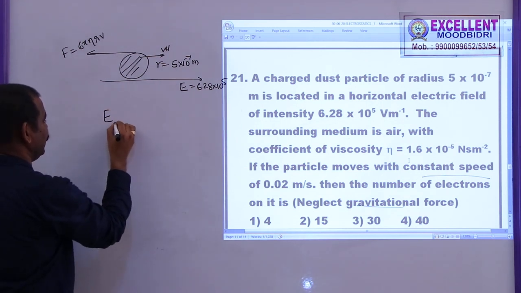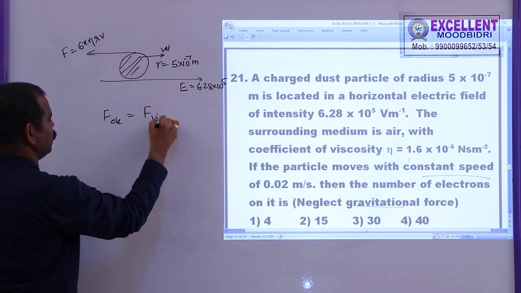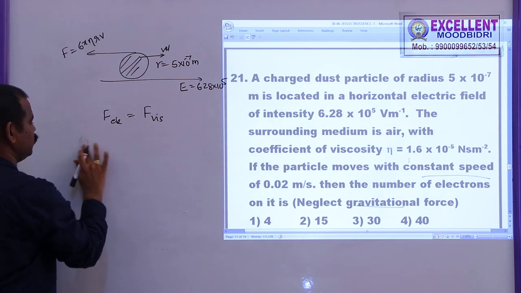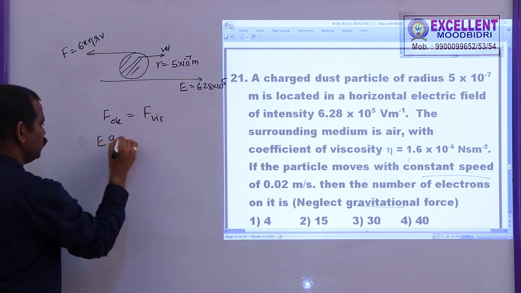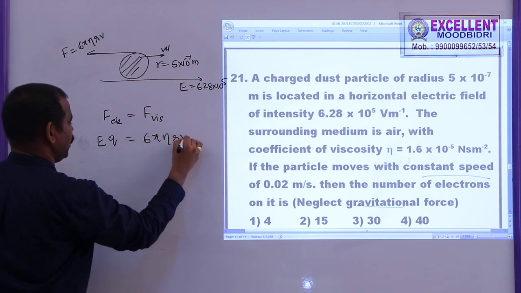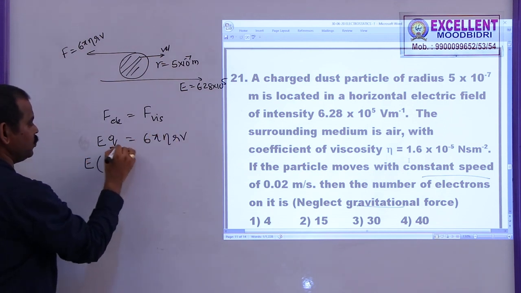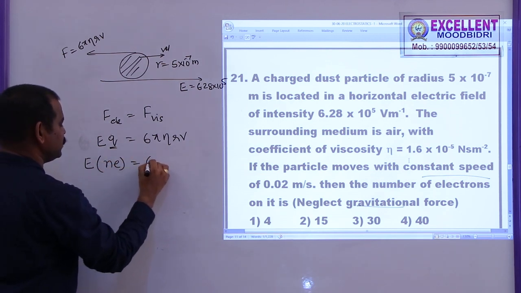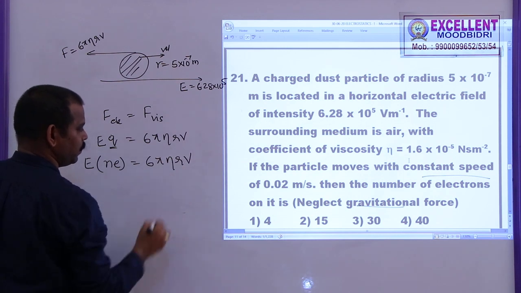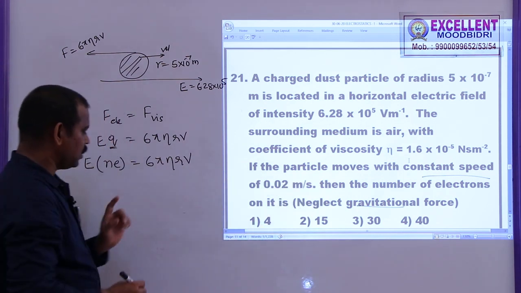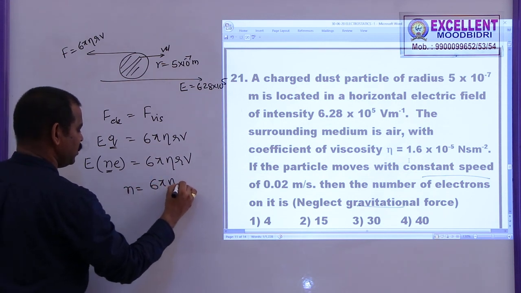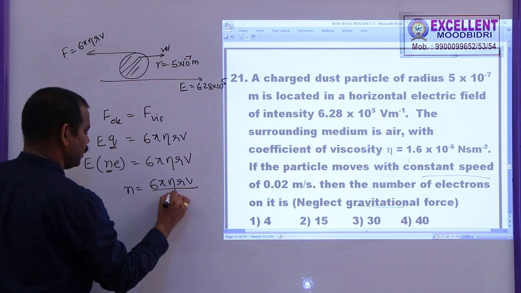So here the electric force is equal to the viscous force. What is the electric force here? F is equal to EQ, which is equal to 6 pi eta R v. From quantization of charge, Q is equal to N e, so E into N e is equal to 6 pi eta R v. They are asking us to find the number of electrons, that means I need to find this N value. So N is equal to 6 pi eta R v by capital E small e.